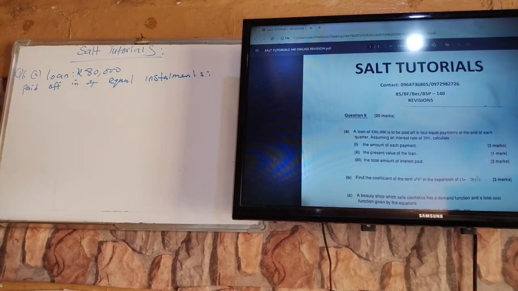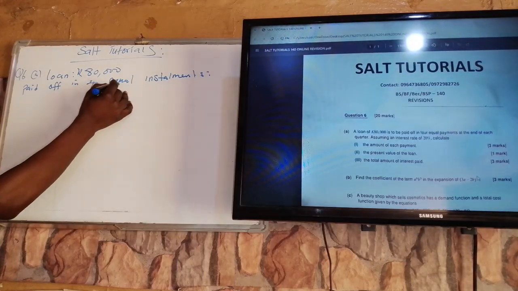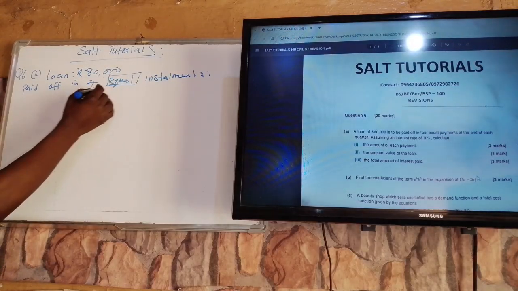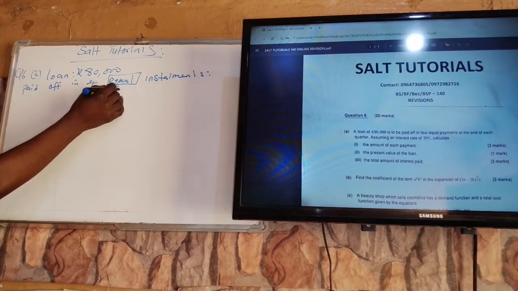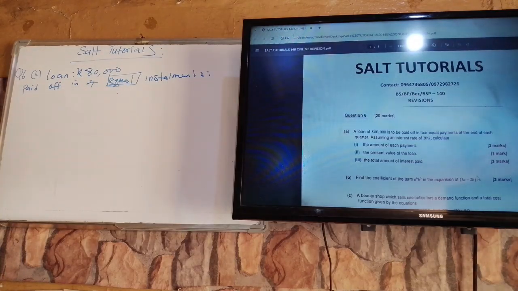Now, there is always a concept I always emphasize. Mathematics of finance is all about understanding the language which is being used, so that you should be able to tell what kind of information or what kind of formula you should use when solving it. Every time we hear equal installments are being paid, then we're talking about annuities. So by default, this is an annuity question.